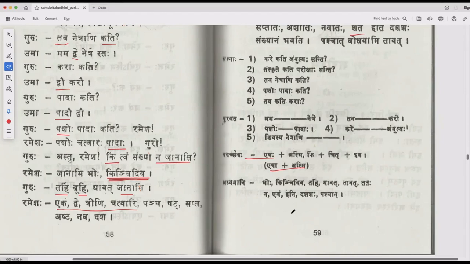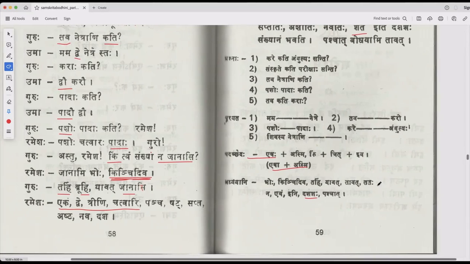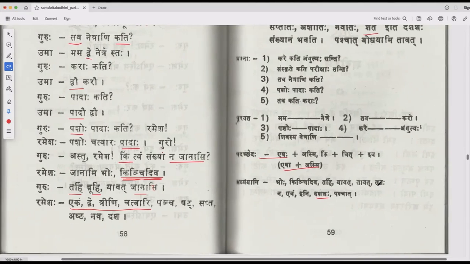Even there, dashashaha is not one word, right? No, it is one word. Shaha is a pratyayam that is added there. Dashashaha, panchashaha, in fives. Panchashaha gunanam karotu, multiply in fives. So that can be added to numbers to indicate multiplication or grouping.